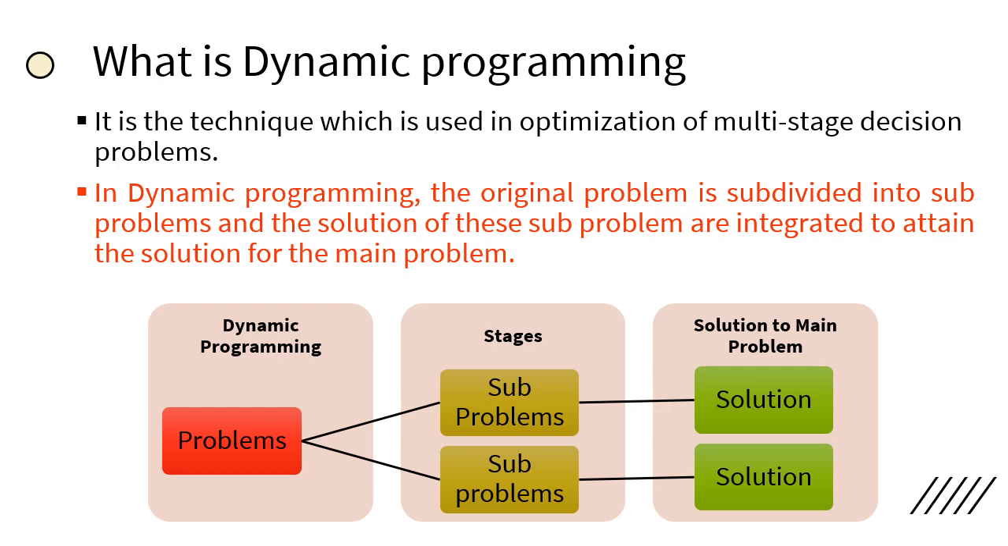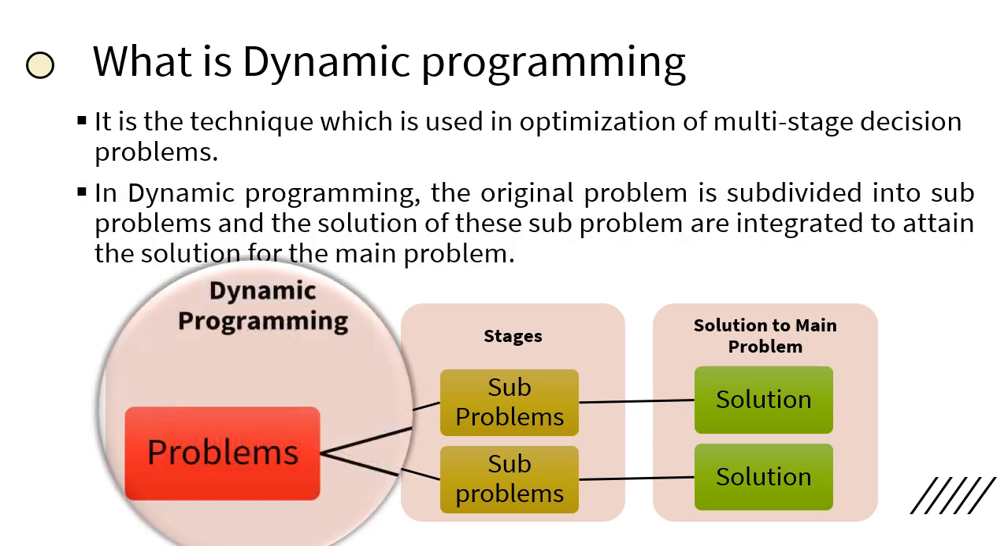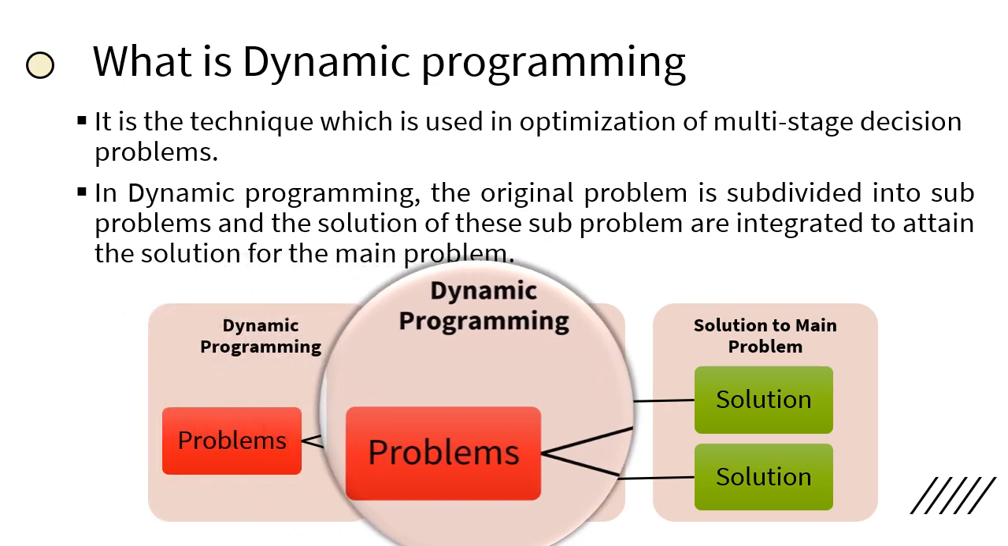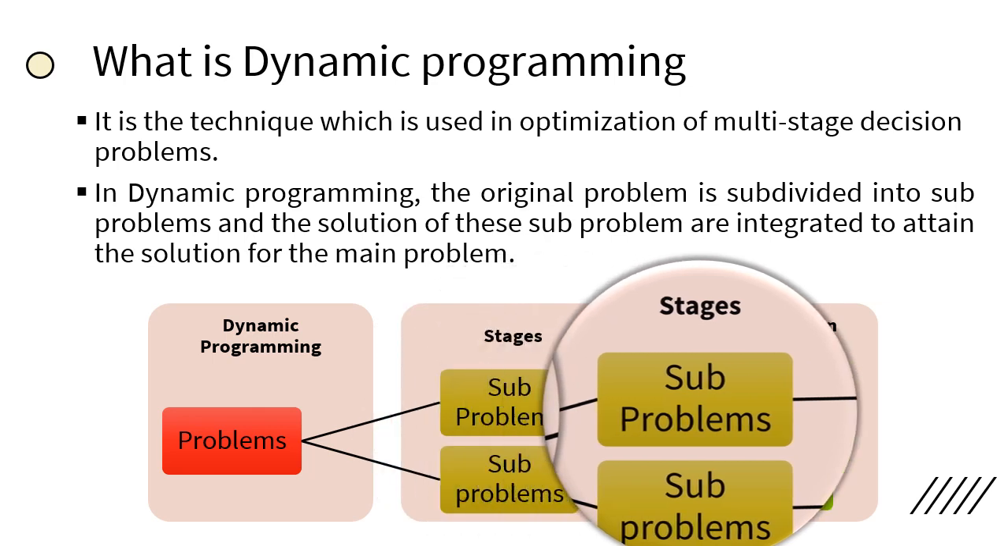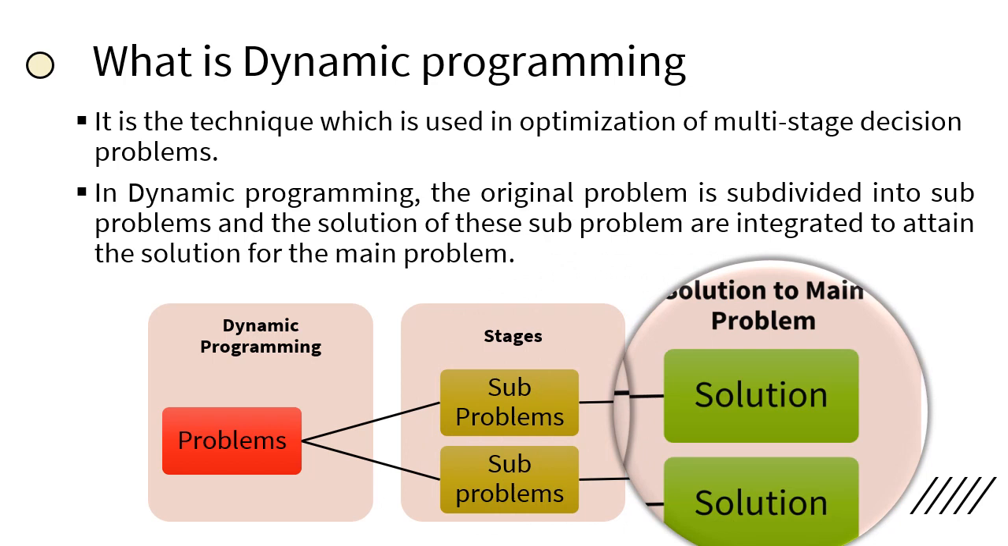What this does is, it will divide the original problem into sub-problems and you will identify the solution for the subproblems, and these subproblems are integrated to attain the solution for the main problem. So we consider here, you have a dynamic programming main problem. This problem is subdivided into subproblems. This we call stages, and if you identify the solution for these stages, you will get the solution for the main problem.